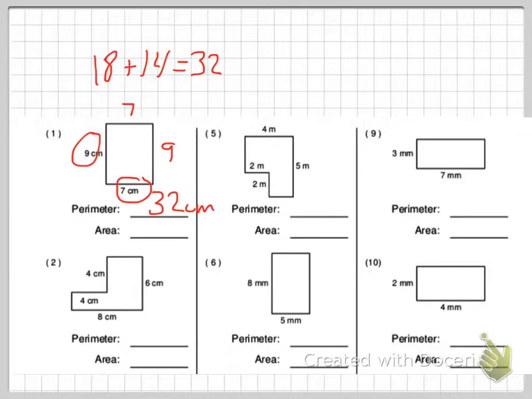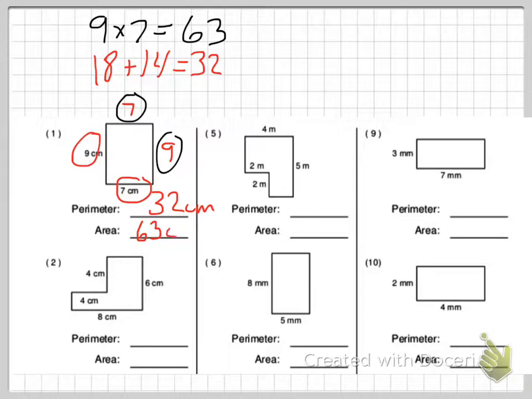Okay? Now my area, I'm just going to go ahead and take my 9 and multiply it times my 7. 9 times 7 is going to give me 63. Notice how my area is different than my perimeter. So I'm going to go ahead and plug my 63 in with centimeters square. Okay, so that problem was pretty easy. Go ahead and look over here at a different problem.